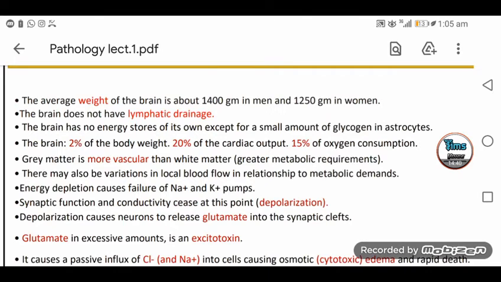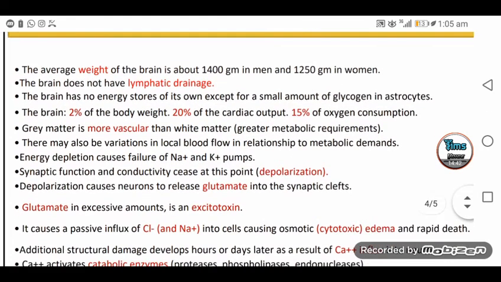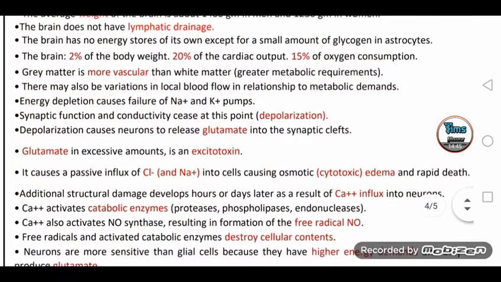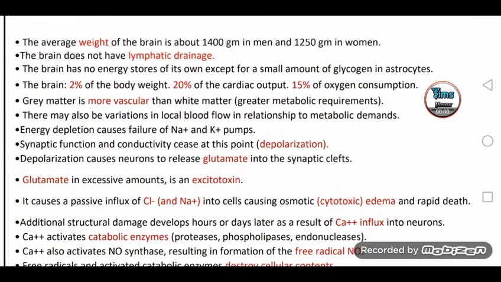Energy depletion causes failure of the sodium-potassium pump. So remember when we talked about the neuronal injury, remember when we said that the neurons cannot deal with any energy depletion? That's because energy depletion causes failure of the sodium-potassium pump. So now what will happen? The synaptic function and conductivity will cease at this point, okay? And the membrane potential will still be depolarization, will stop and cease at this point, okay?